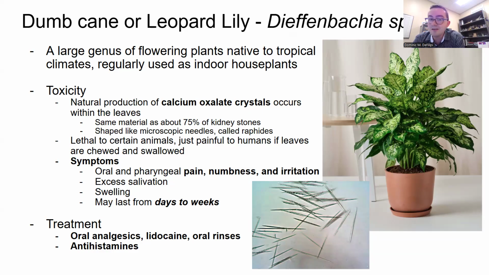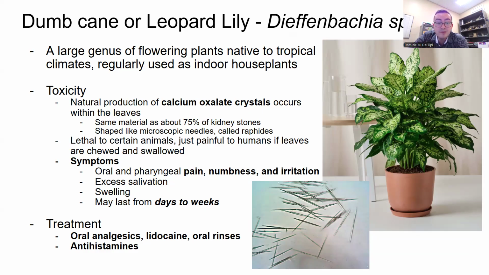So that's the same material as about 75% of kidney stones. And if you've ever had a kidney stone, you can imagine how painful that might be. So these natural raphides, or microscopic needles, are present within the leaves of this plant. So if a poor little kid bites into one of these leaves because they're just curious and being a little toddler, orally, they're going to have these crystals get embedded into their mouth and tongue, and they're microscopic. You just have to wait for them to fall out.